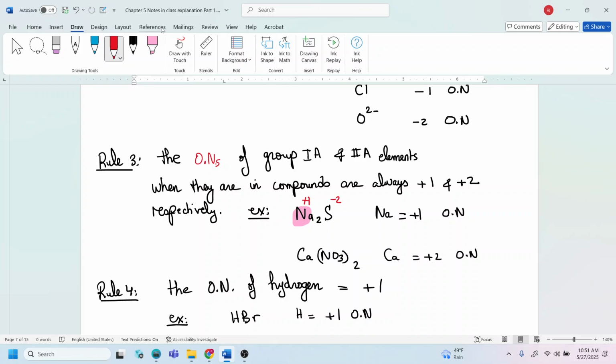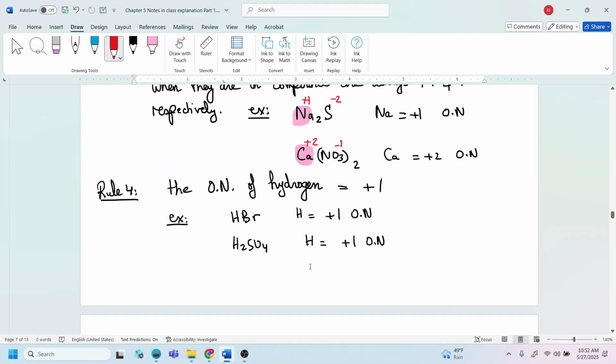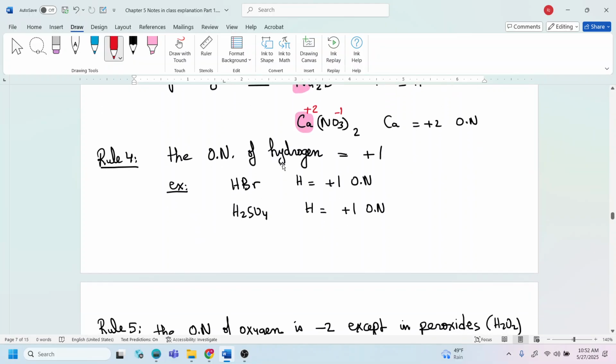Same thing for calcium. Calcium is group number 2, so its oxidation state is always going to be +2 in there, and the NO3 is -1. So the oxidation state for the calcium is +2, and the oxidation state for the nitrate is -1. Not 2, it's -1 in there, because these two are multiplied with each other just to balance the charge of the calcium.